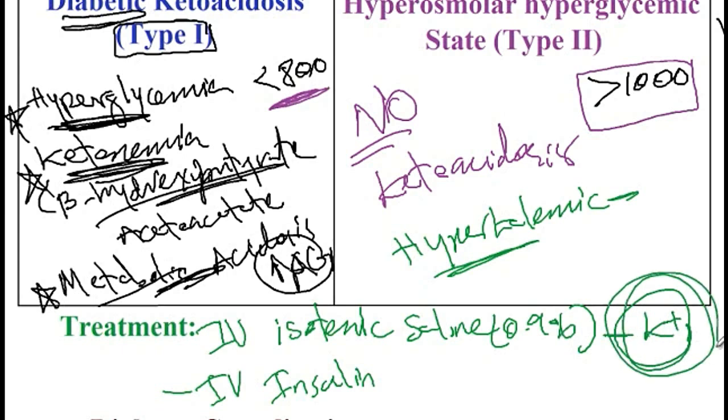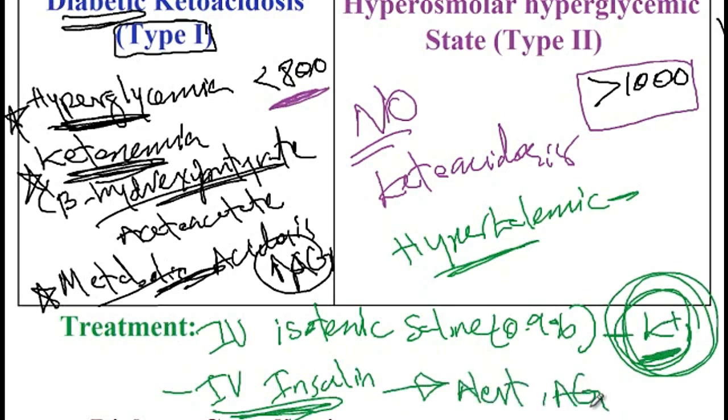So you must always check the potassium levels in these patients before you give IV insulin. And then once you give IV insulin, you have to continue giving it until patients become alert and the anion gap is corrected.